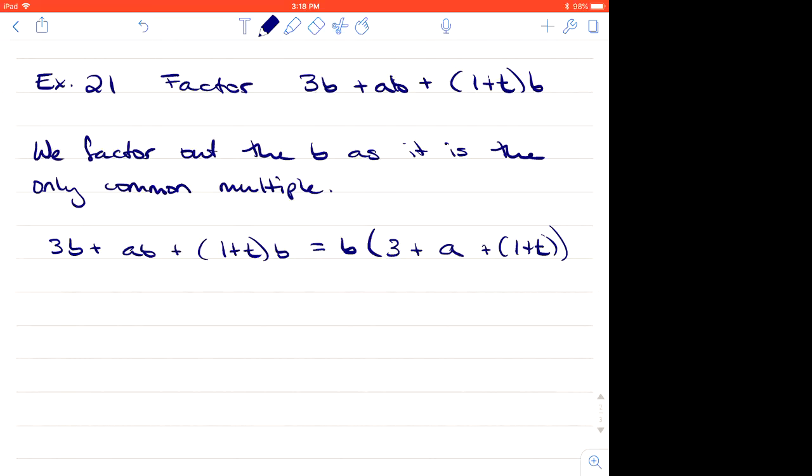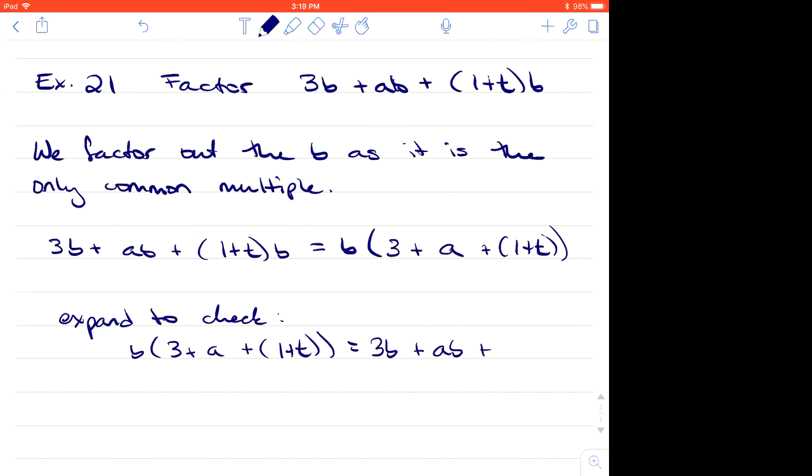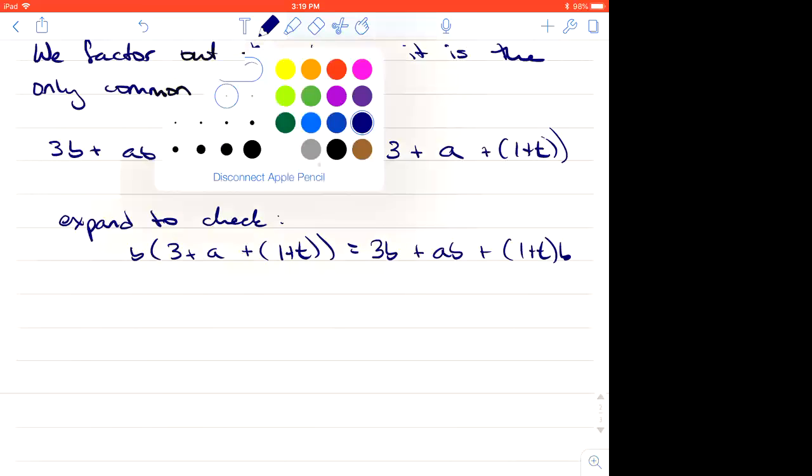Just to make sure, we can expand to check this. Obviously, if you're working, then the checking is just for you, right? It's not for marks. Okay. So expand to check it. We have b times 3 plus a plus 1 plus t, which is 3b plus ab plus 1 plus t times b. I switched the order for the second two terms. Right. And we'll be talking about terms a lot.